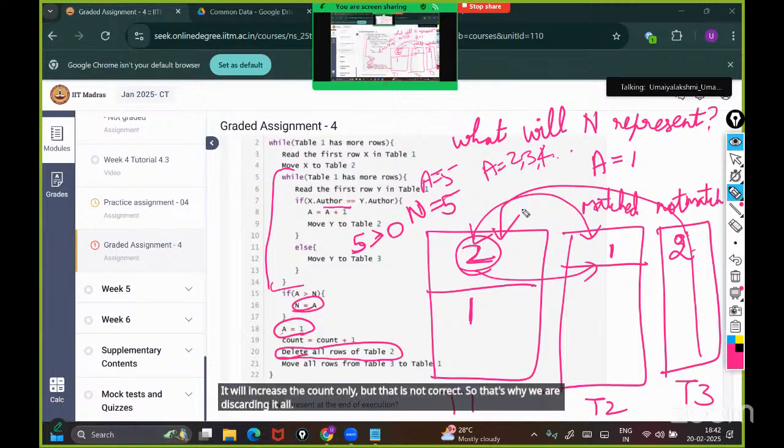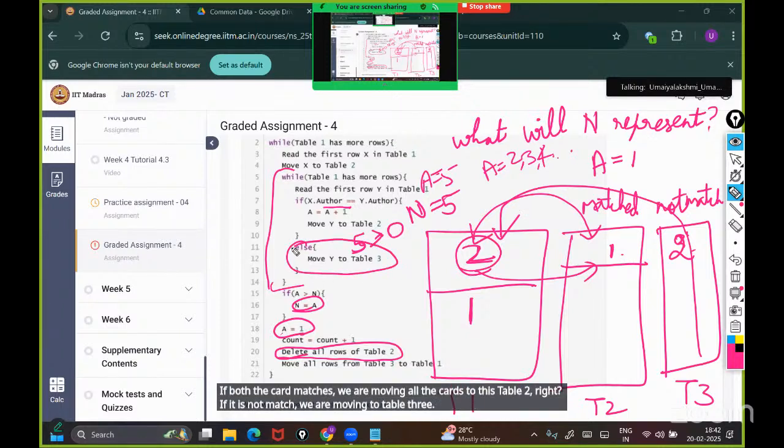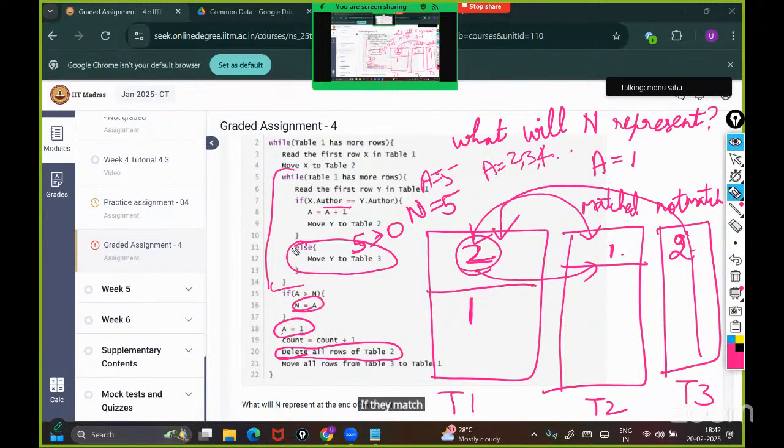So now what will n represent? Of course, the one with the maximum value. Is it clear? If both cards match, we are moving the cards to table 2. If not matched, we are moving them to table 3. If they match, then we are deleting them from table 2.